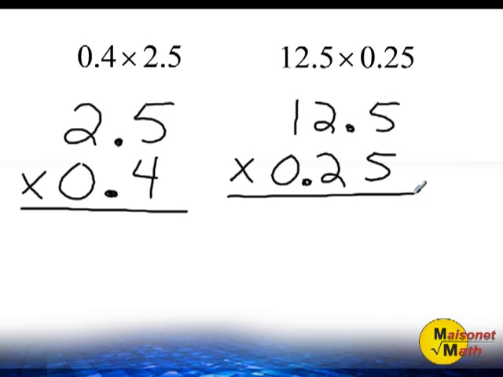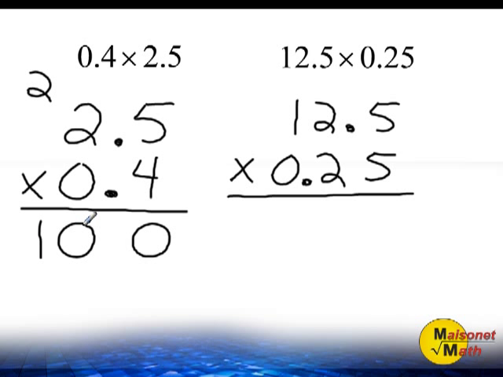When multiplying numbers with decimals in them, I would start by ignoring the decimals and just multiplying as if it were a regular multiplication problem without decimals. 4 times 5 is 20, so we're going to place a 0 here, carry our 2, and then multiply 4 times 2, which is 8, plus 2 more is 10.